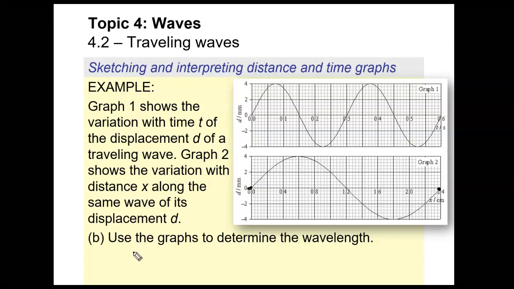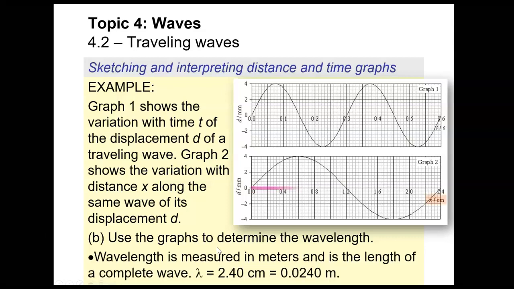And so I would say the wavelength is equal to 2.4 centimeters. I believe there's decimals in there. Okay, so 2.4 centimeters. Now again, pay attention to the units, because if we had to do a calculation with that, we may need to convert that to meters, to SI units, because normally you do calculations in SI units.